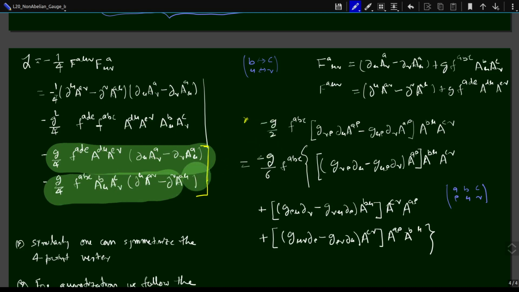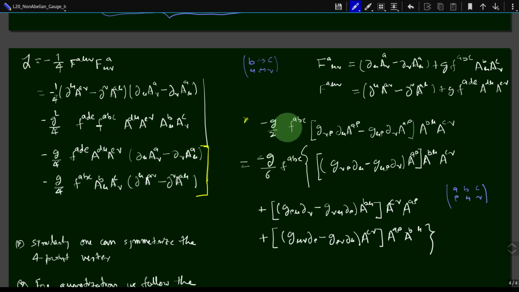So it's basically g by 2. Combining these two things, what you get is minus g by 2 f^{ABC}, and this particular term, instead of writing it as it is, I'm making sure that the derivative is acting on a rho. Here the derivative is acting on A nu a. The gauge index a stays as it is, I just have to convert nu into rho, so that's g nu rho doing that task. So I'm deliberately putting this, and likewise here.